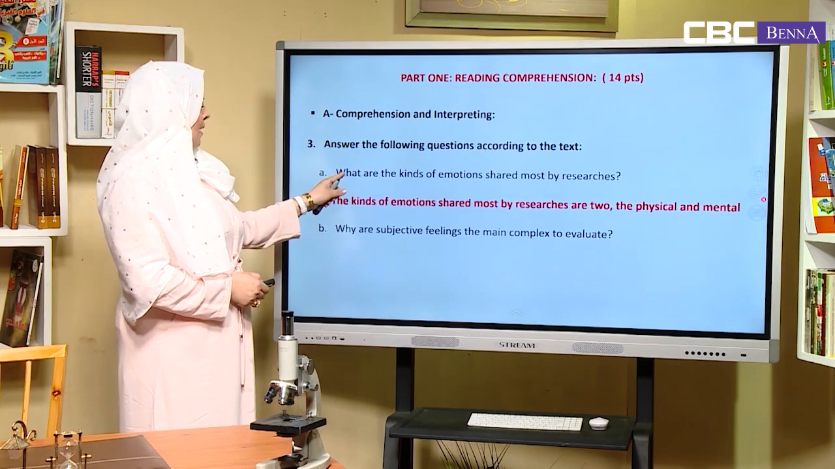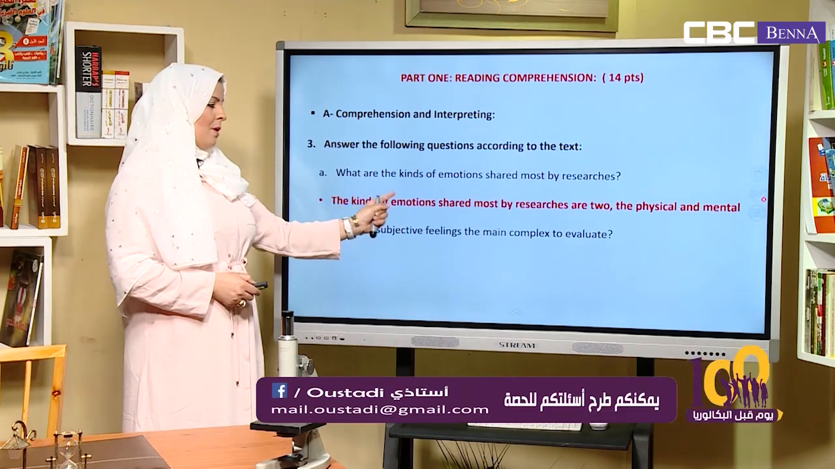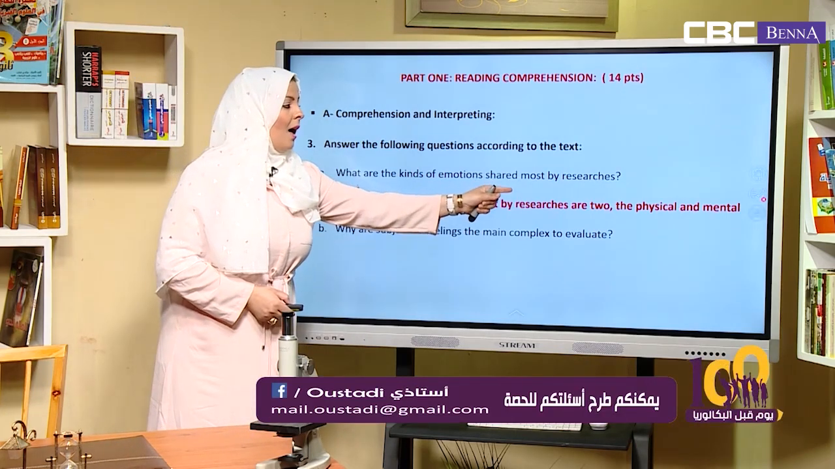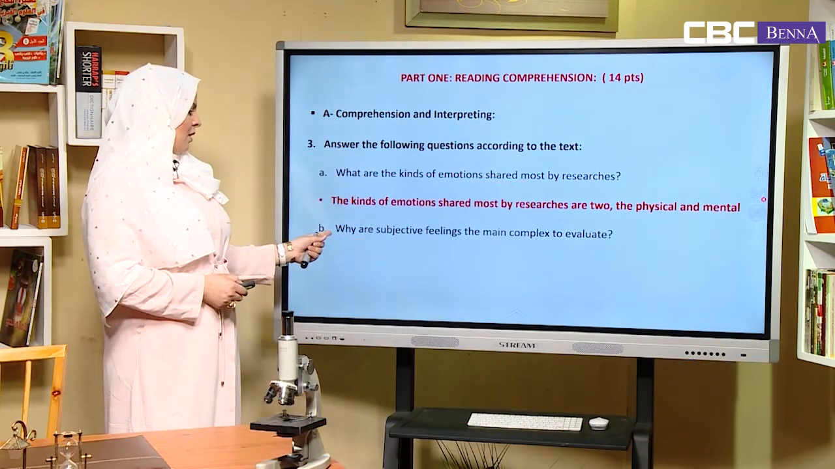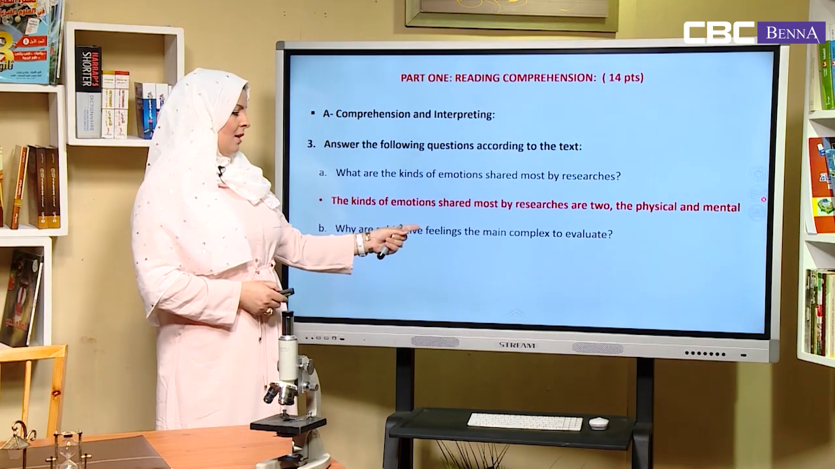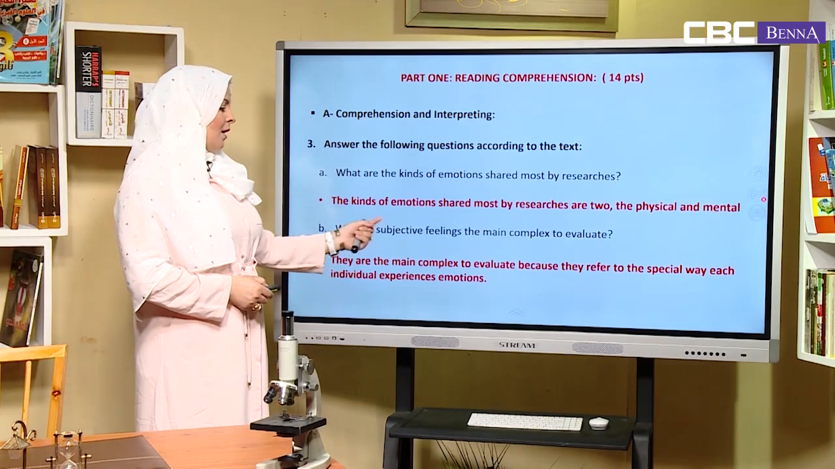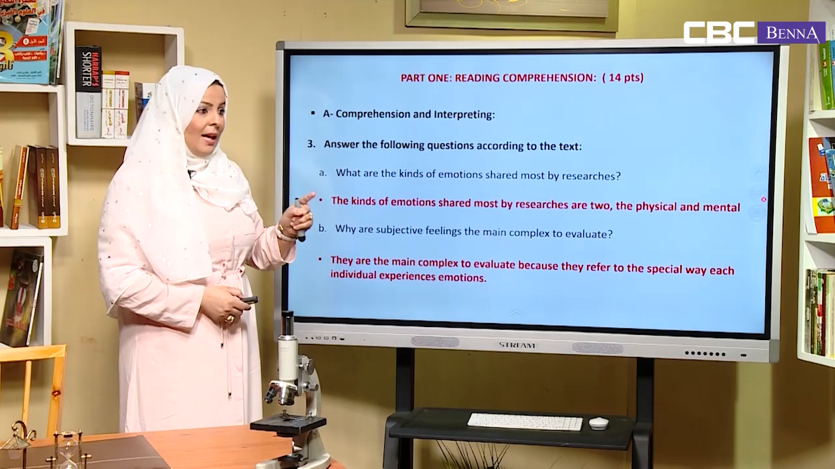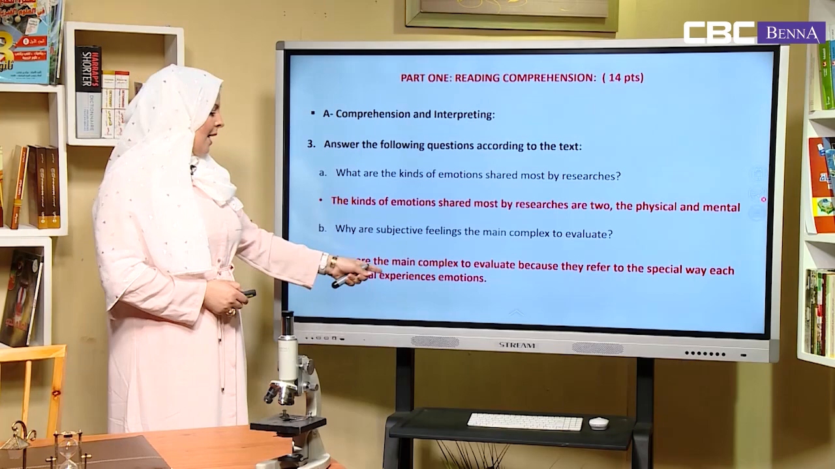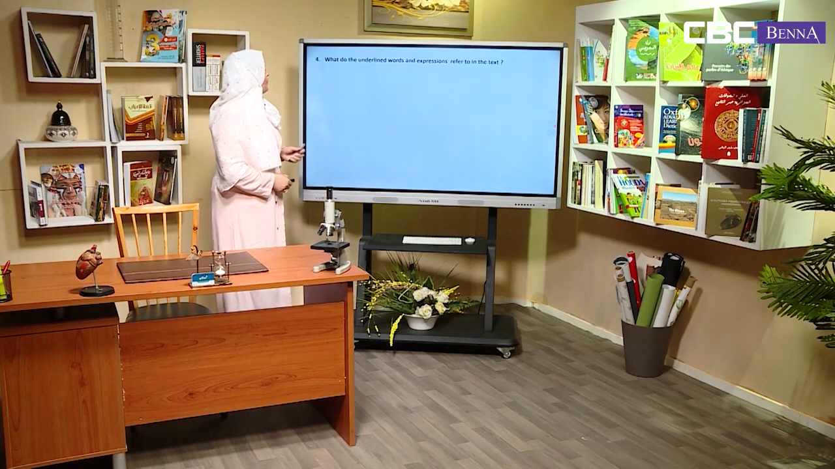So let's start. What are the kind of emotions shared most by researchers? The answer is the kind of emotions shared most by researchers are 2. We have the physical and the mental. So second question, why are subjective feelings the main complex to evaluate? So here they are the main complex to evaluate because they refer to special way each individual experiences emotions. So this is concerning our activity concerning the questions.